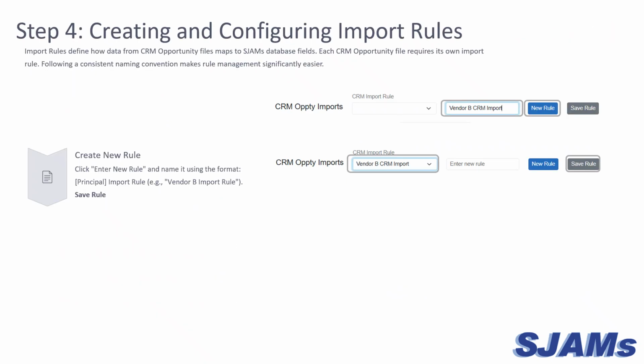Now comes working with the CRM import rule. Our goal is to pull data directly from the CRM opportunity file and automatically load it into the CRM temp table. The first step is to create a new CRM import rule if one does not already exist. In this example, we'll walk through creating a Vendor B CRM import rule. To keep things consistent and easy to manage, we recommend naming the rule using the vendor or manufacturer's name followed by CRM import. Once the rule is set up and configured, be sure to save the rule before moving on.